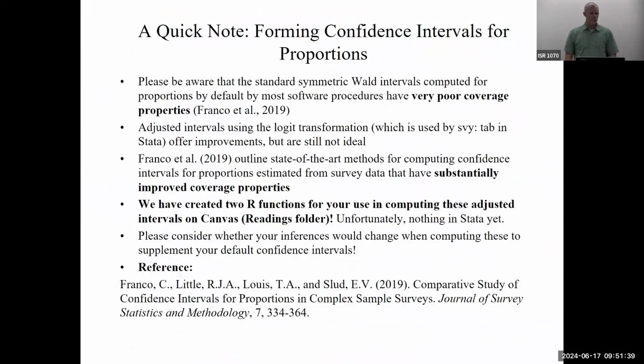Now, if your proportion is 0.4, 0.5, 0.6 for whatever you're studying, in the middle of that range, these intervals are not going to vary that much. Your inferences are going to be very similar. Again, this is a bigger deal when you have small or large proportions. Here's the reference. This is also up on Canvas if you want to take a look at this particular paper.